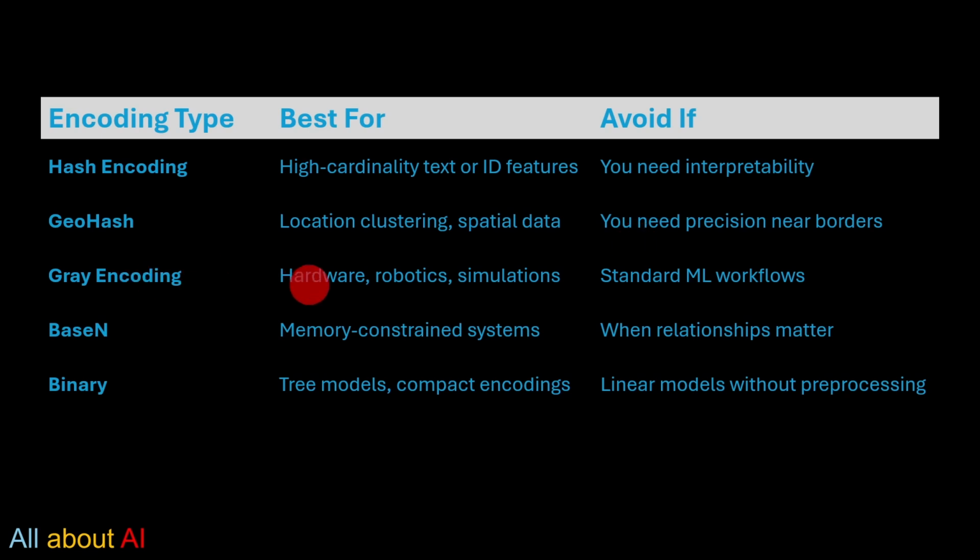Gray encoding, go for it for hardware, robotics, or simulations. Avoid it in standard ML workflows. Bayesian, memory constrained systems, and avoid it when relationships really matter. Binary, for tree-based models, is the go-to way of doing encoding. It also makes compact encoding. Avoid it in linear models without preprocessing.